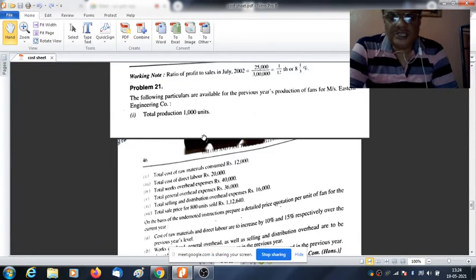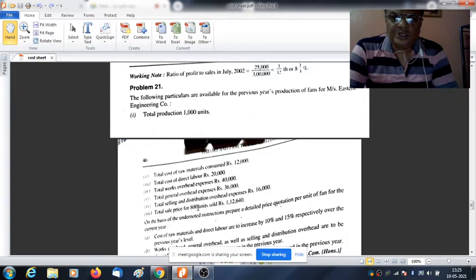So basically, up to the cost of production there will be no change. We'll just sum up all these elements and divide by 1000 units to get the cost of production per unit. Up to this it is okay, I hope. Then we need to deduct the closing stock, and the closing stock will be 200 units.